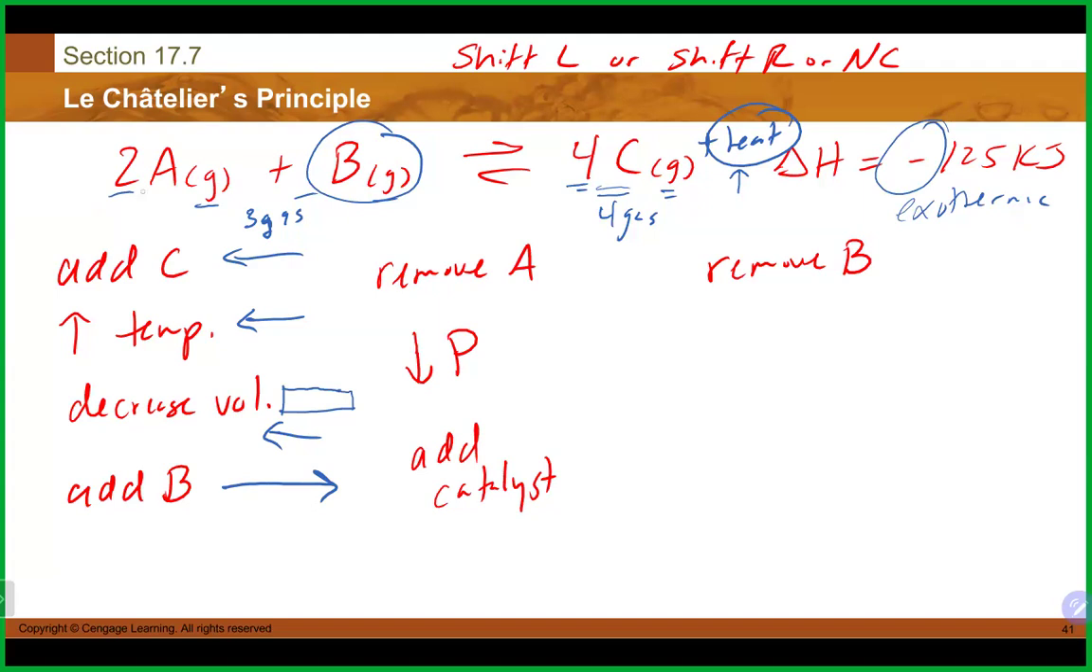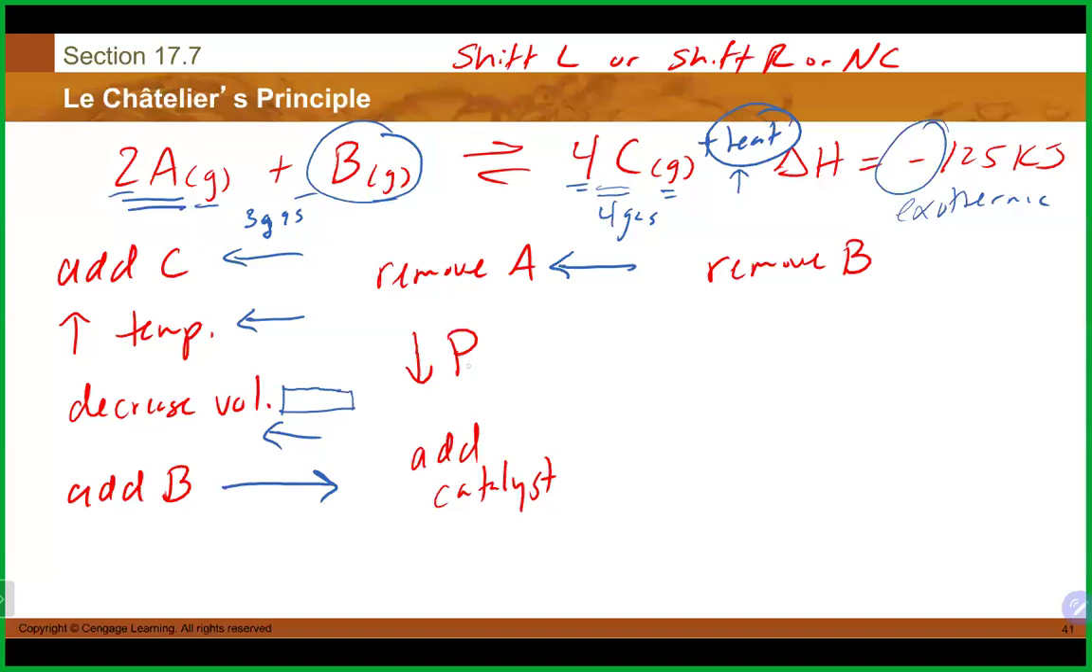Removing A. A is a reactant. When I remove A, it's going to go towards it to fill it, and it would shift to the left. When I remove A, I have more products than reactants, causing the reverse reaction to occur.